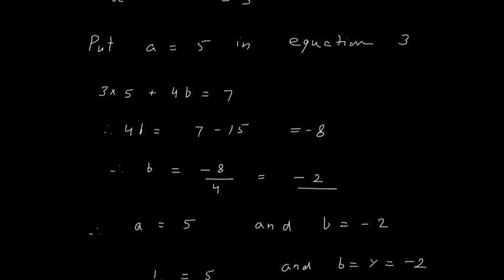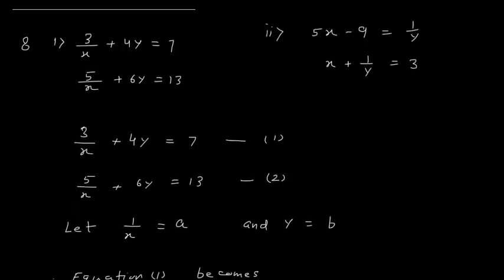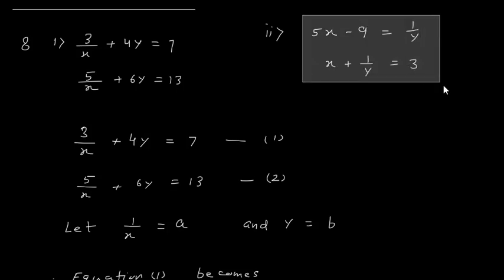So understood what you have to do here? You have to replace 1 upon x by some term a and 1 upon x only. Similarly, in this problem you will rearrange and replace 1 upon y with some term, say b. So let me solve this problem also.